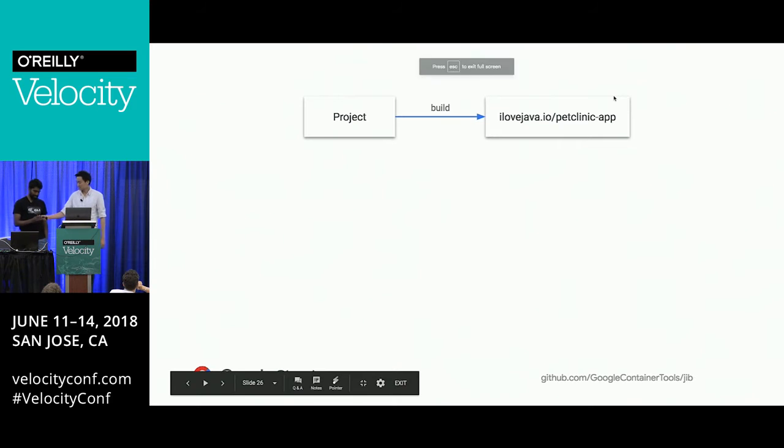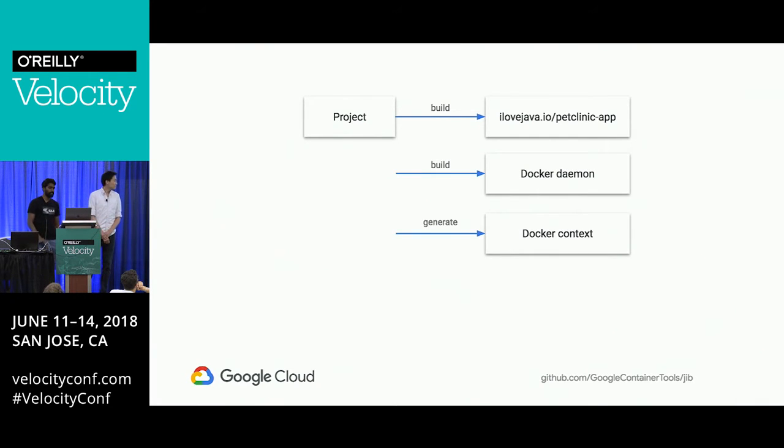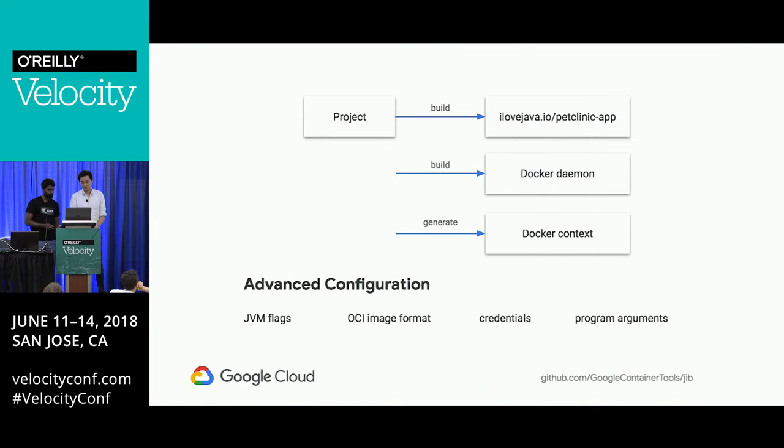So in this demo you saw, we did a jib build, which takes your Java application and puts it in a container on a registry. But some of you still have Docker infrastructure, and maybe you still want to try this with your existing setup. So we have one option to build to a Docker daemon you might have running locally for tests or whatever. And then we can even generate a Docker context with a Dockerfile that does the same build that we do in jib, and you can use your Docker build to create an image.